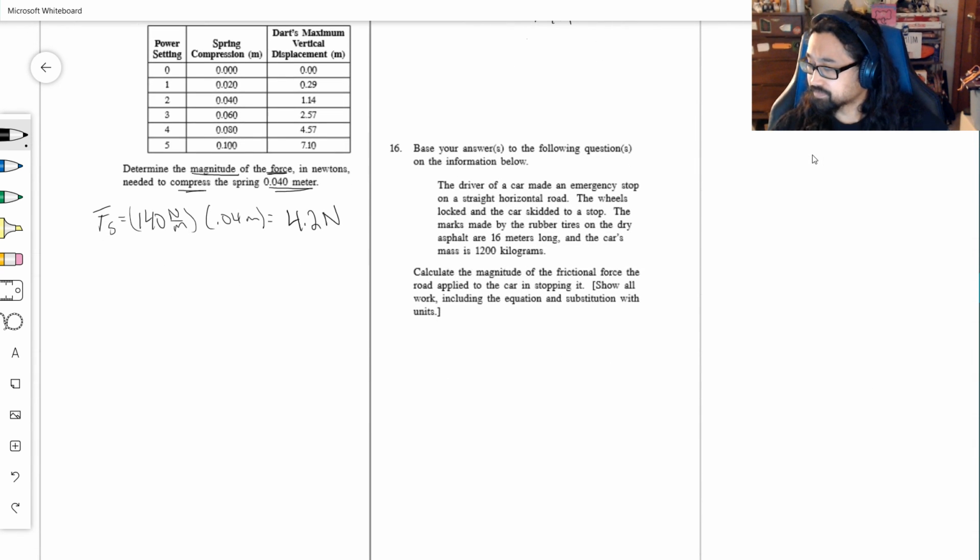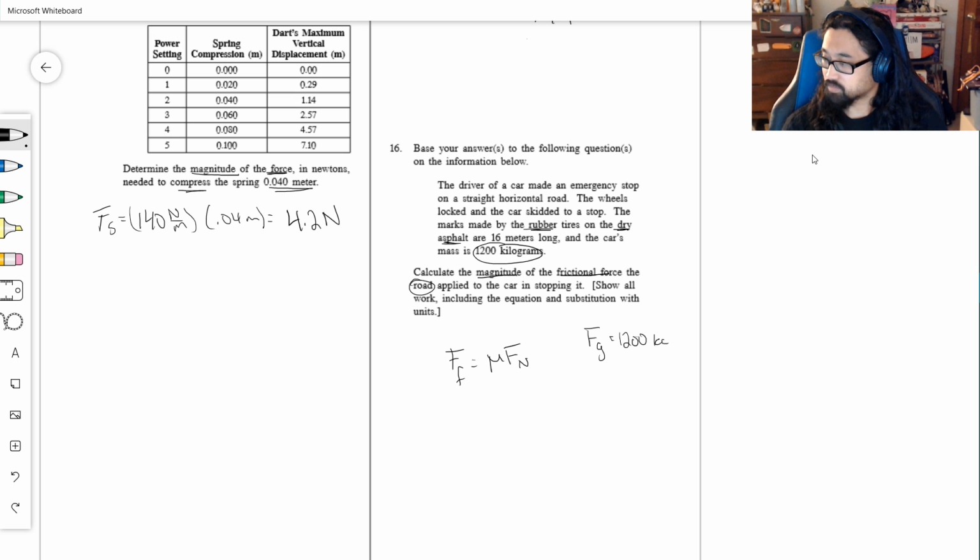Finally, calculate the magnitude of friction between the road and the tires. So I have rubber tires. I have dry asphalt. I have a 1,200 kilogram car. So again, force of friction is mu times the normal force. Force of gravity is 1,200 kilograms times 9.81 meters per second squared.